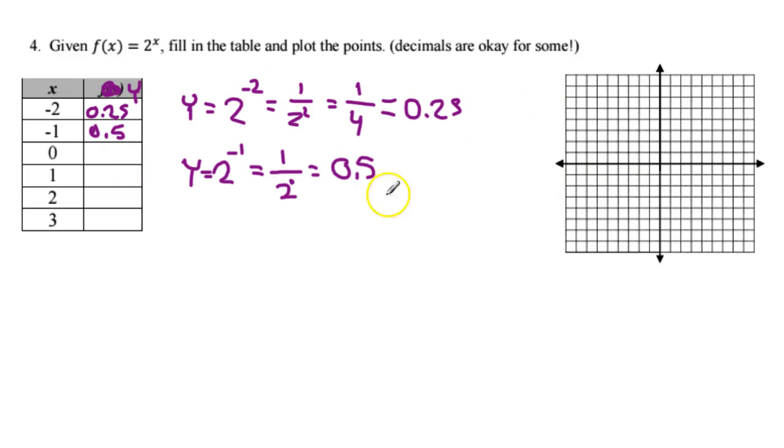I'll put them on the graph for you too. So x negative 2, y is 0.25. There's a point. Negative 1, 0.5. There's a point again. So negative 2, 0.25, I mean, just go a little bit above the line right there. Negative 1, 0.5, that's like halfway in between.